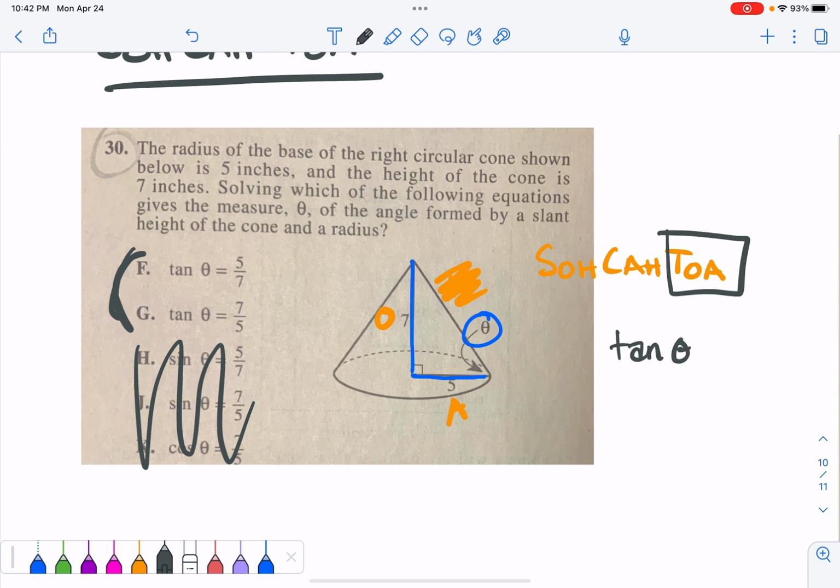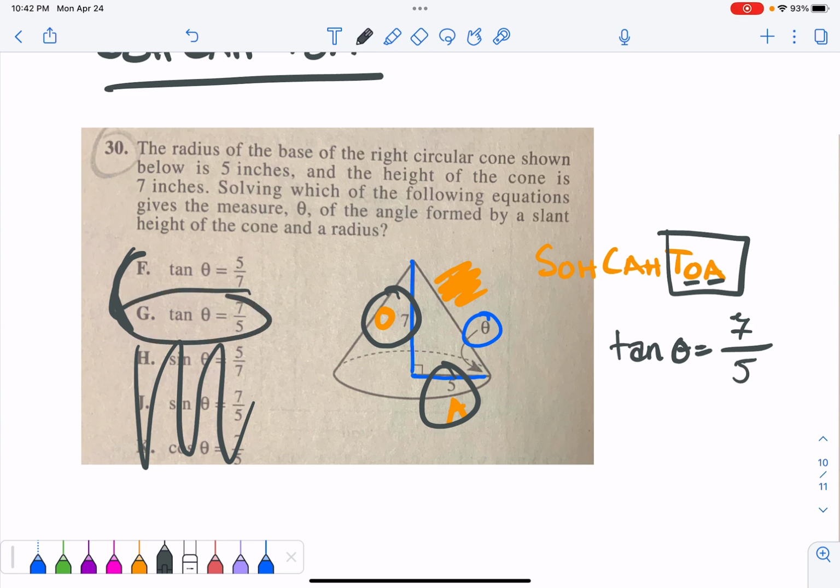Tangent of angle theta equals, and since it goes O and then A, O goes on top, A goes on bottom, 7/5, so it's got to be G. Okay, don't try to solve for theta. If you were trying to solve for theta, you would do theta equals the inverse tangent of 7/5.